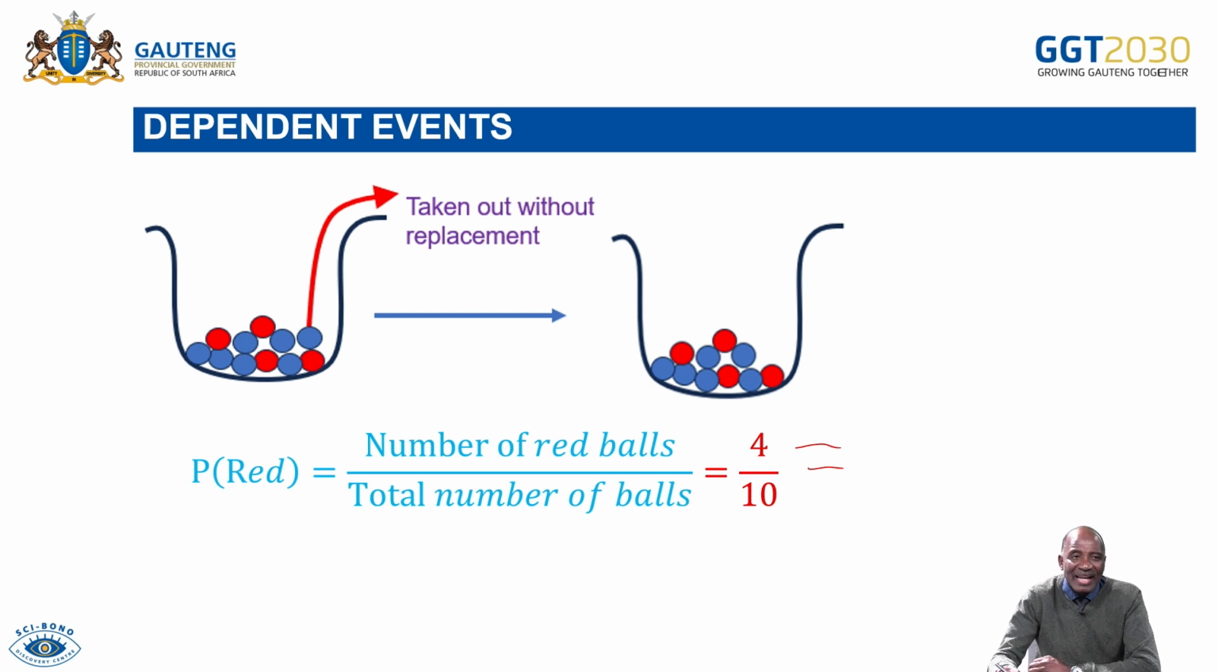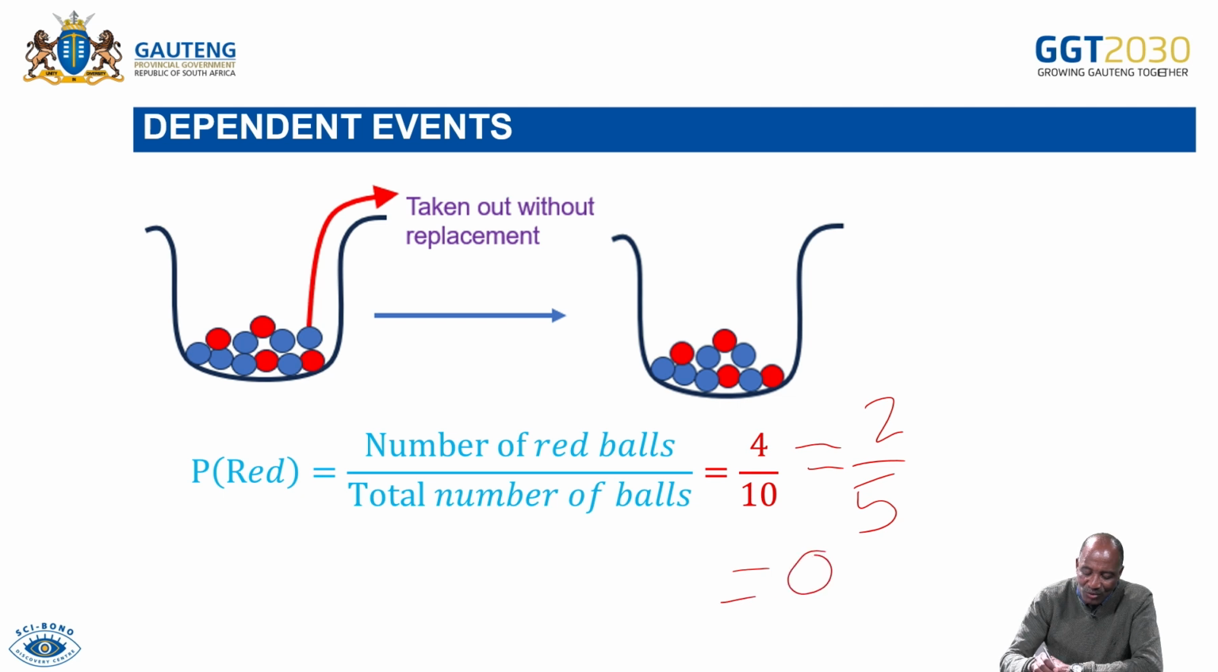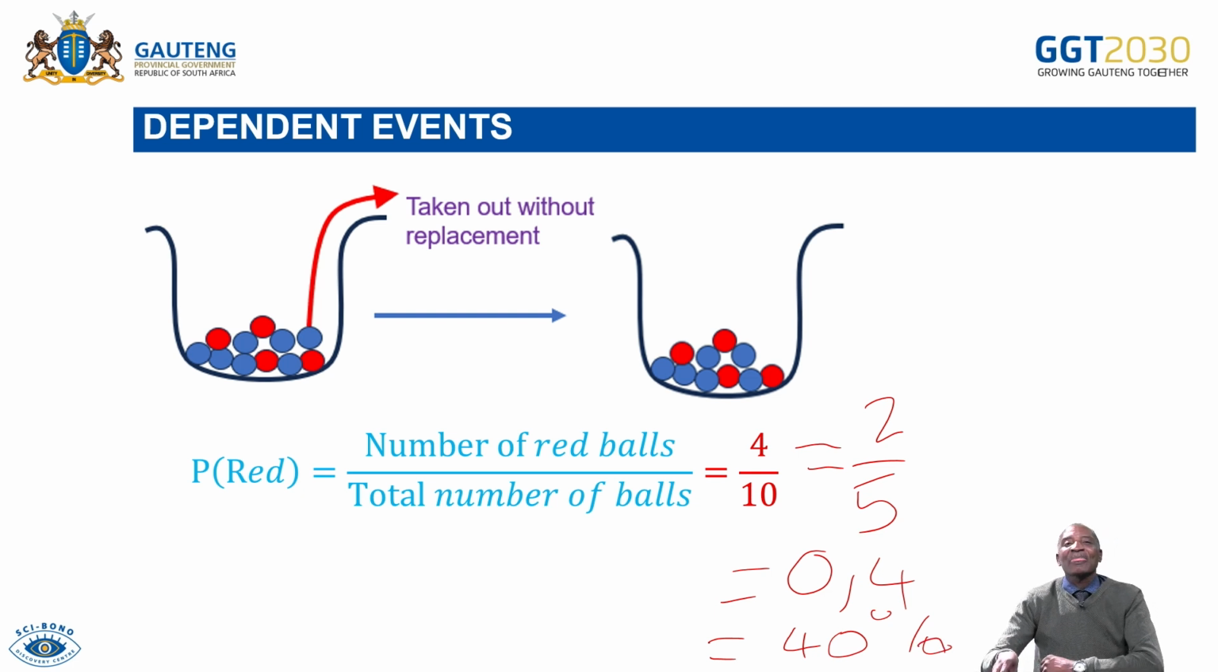Let us reduce that fraction. Quickly reduce your fraction by using a common factor or use fractions on your calculator. Yes, our final answer will be 2 divided by 5. When you convert this to a decimal, it will give you 0.4. When you convert it to a percentage, this will give you 40% chance of removing our red ball this time around. So meaning there are 60% chances of removing blue ones.